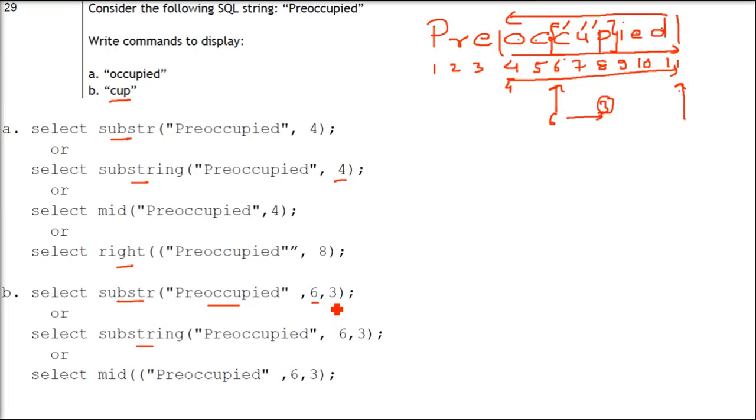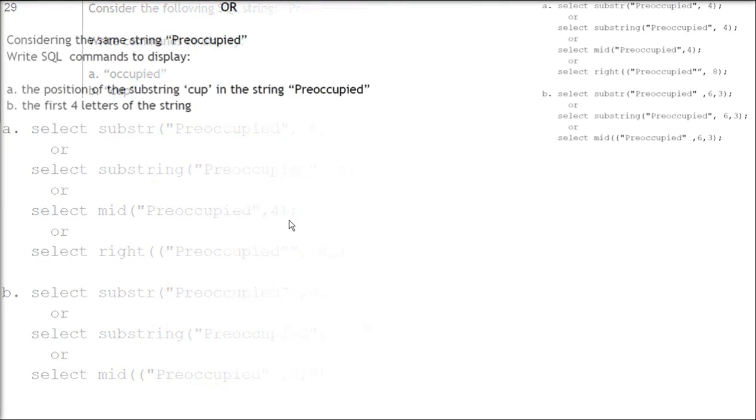So substr, substring, and mid all work the same here in this case. From 6 you start. Mid also does the same thing. You have come up to 6, and then you have specified that from 6 you have to take out 3 characters. So again cup will come.